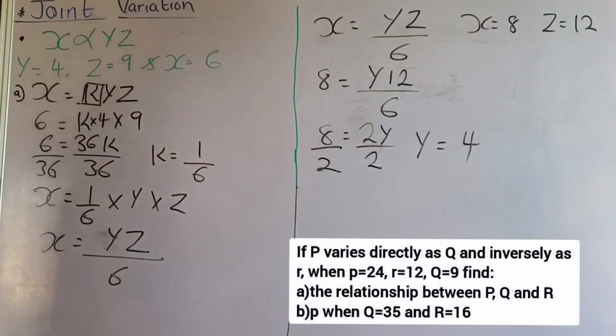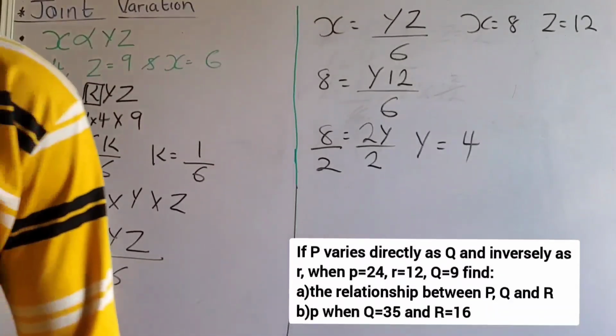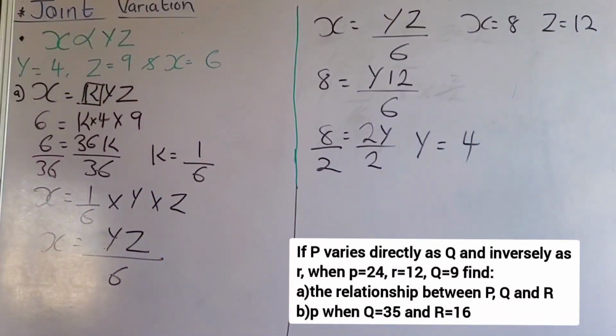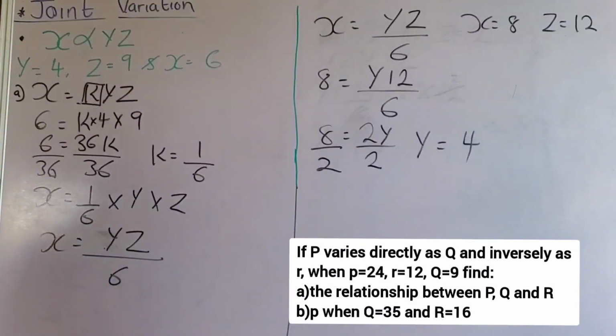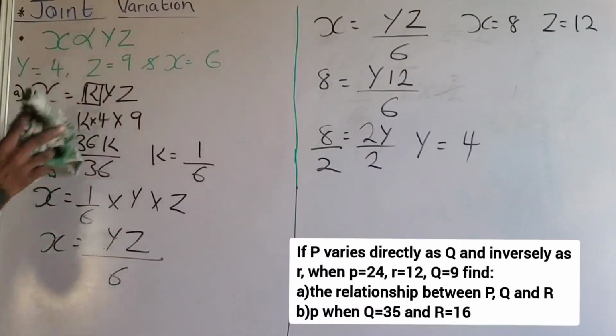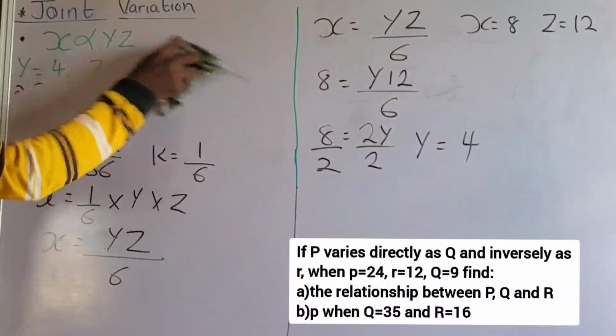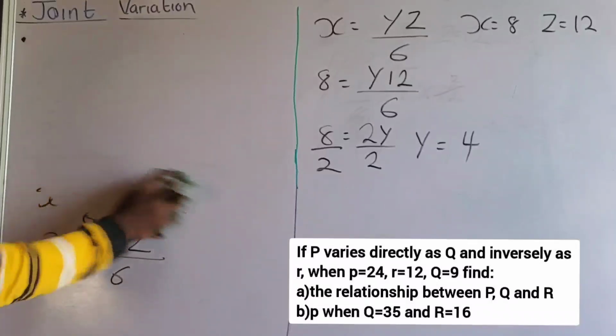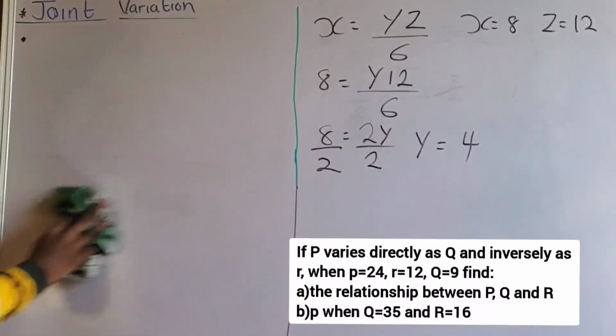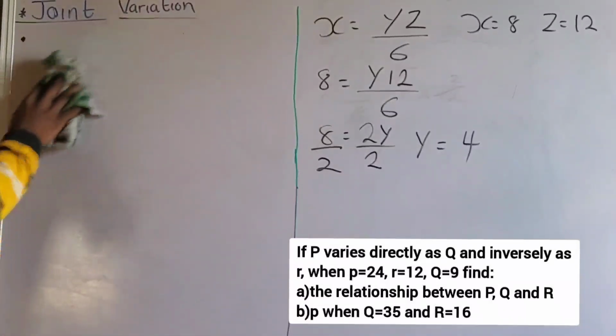If P varies directly as Q and inversely as R, when P equals 24, R equals 12, and Q equals 9, find the relationship between P, Q, and R, and P when Q equals 35 and R equals 16. Just pay attention, it's simple. The question is a bit similar to what we just did. It's just that we have an inverse.